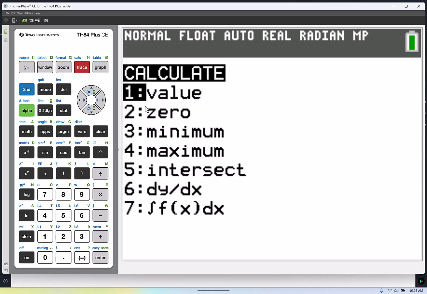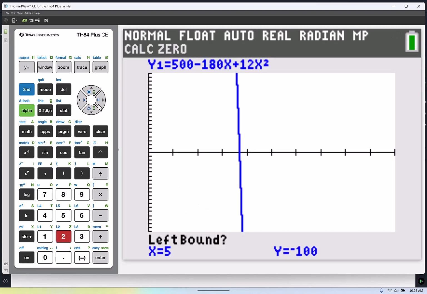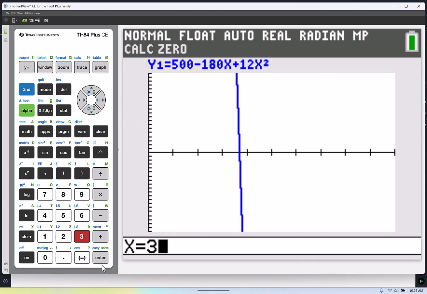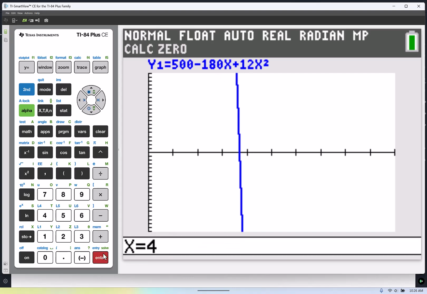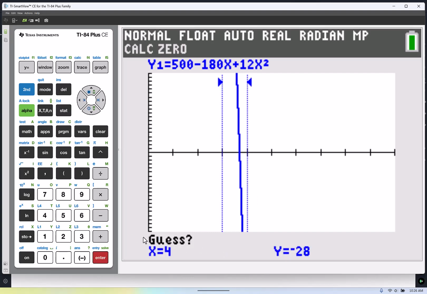Second, calculate number 2. And then left bound, put 3, push enter. And then right bound, I'm going to put 4. 4, enter. And then it wants me to guess. I don't care. If there were multiple ones, you would go to the one you're closer to. But there's only one, so push enter.